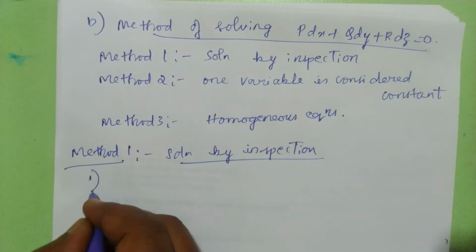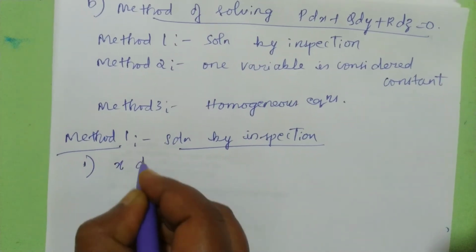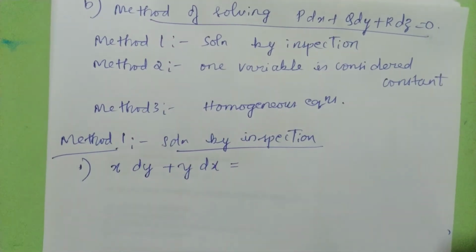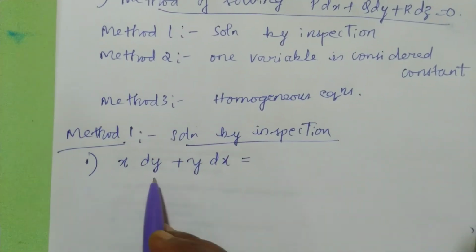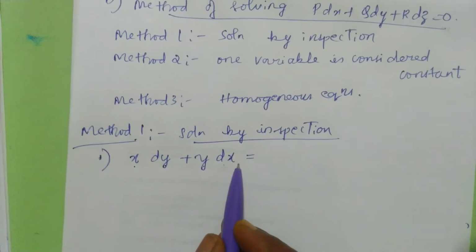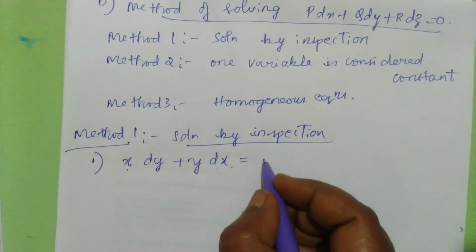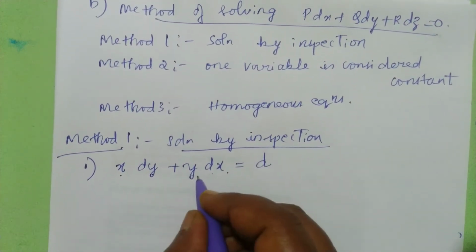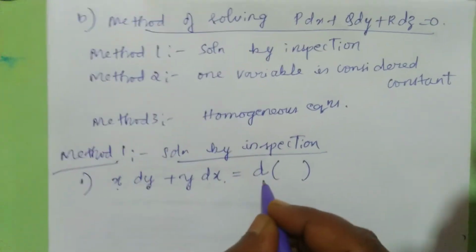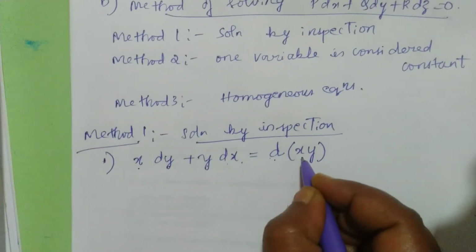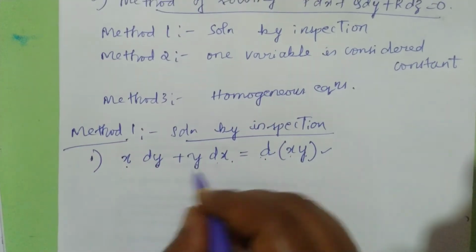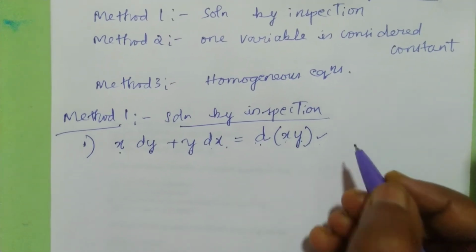So take the first one, for example, x dy plus y dx. Now by seeing this, we can tell this is a product rule that has been applied: first function into differential of second function, plus second function into differential of first function. So by the backward form of differentiation, it is the differentiation of xy, the differentiation of two variables. We are able to write like this. This is by inspection. By seeing this, I am able to write in this form.